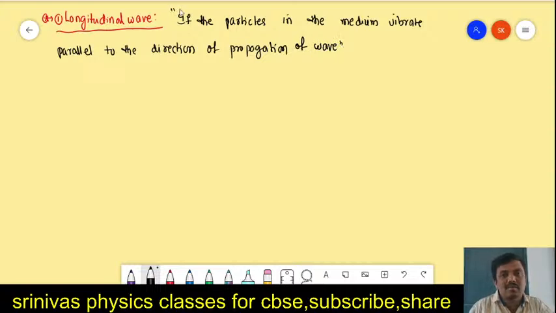If the particles in the medium vibrate parallel to the direction of propagation of the wave, then such a wave is called a longitudinal wave. Longitudinal wave means a medium, that is, particles, is required for its propagation. In this medium, particles vibrate parallel to the direction of propagation of the wave, right? It is a longitudinal wave. Even this definition I will explain again, don't worry.